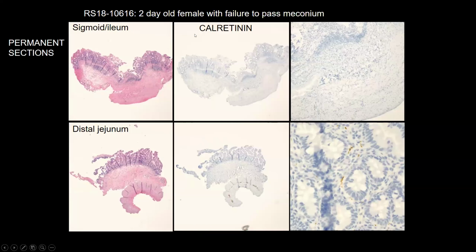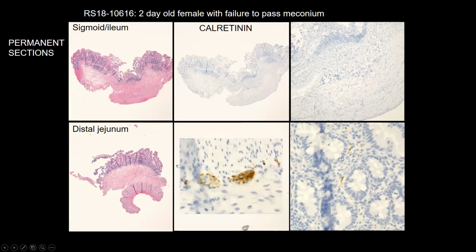On the permanent sections, we did a calretinin stain, and you can see the calretinin stain even at low power. You can't even appreciate anything in the muscularis. And here, really easy to see that there is no calretinin staining. In the distal jejunum, however, you can see really nice, at least at low power, brown calretinin stain here, meaning that there are probably ganglion cells inside of there, which you saw already on H&E. And then, of course, in our lamina propria, I can show you here these lovely little nerve twigs, and on higher magnification, if you were just wondering, they really truly are ganglion cells.